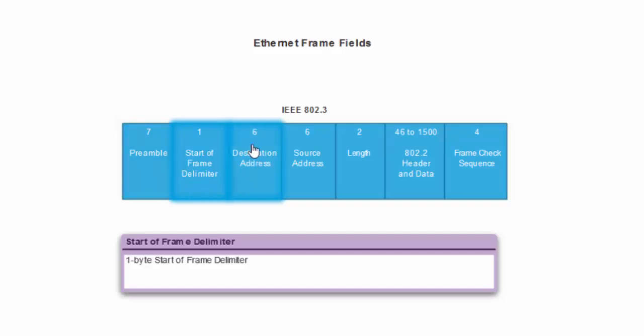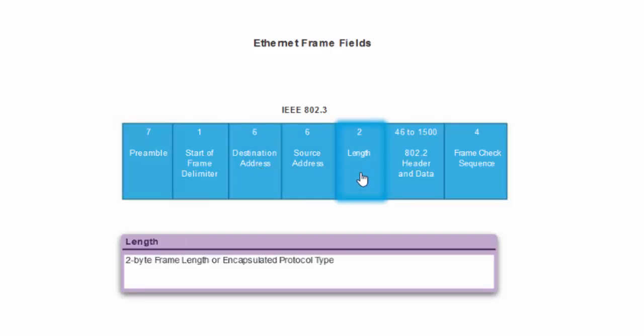We have the destination address and source address, and each of them is actually a 6-byte field, which are defined using the notation that we talked about. So 6 bytes means 12 hexadecimal digits that represent the MAC address, for source and destination.